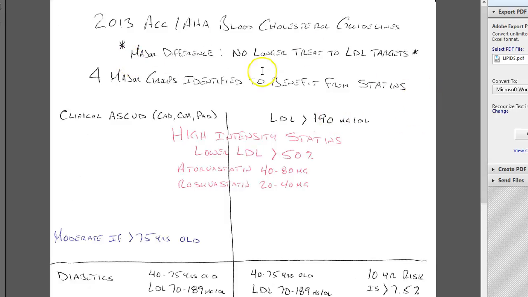So the major difference between ATP3 and the 2013 ACC and AHA guidelines is that they no longer will treat to LDL targets. You saw in the PDF that I just put up how everything was very specific, focusing on LDL targets, what you had to get them down to. So they came up with 4 major groups that they identified. The main focus of these guidelines is that it's statin-based. Statins first, statins first, statins first.